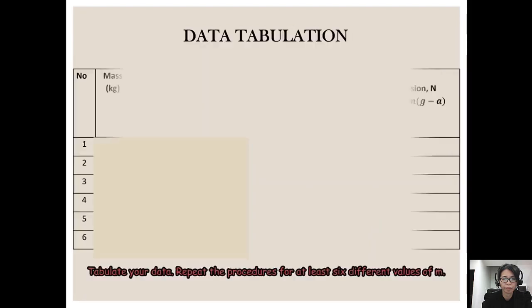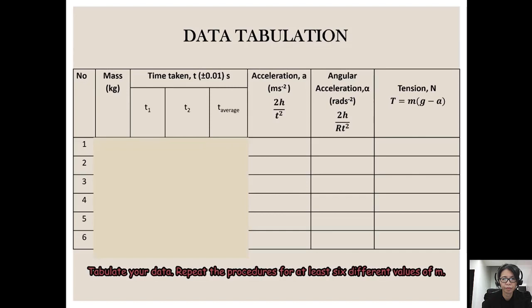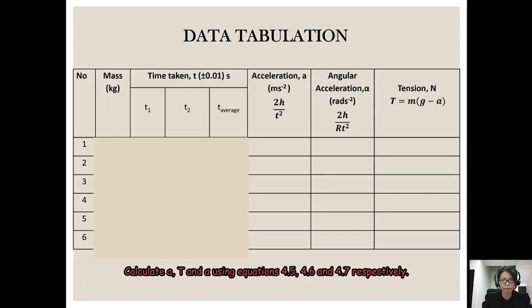Tabulate your data. Repeat the procedures for at least 6 different values of m. Calculate a, T, and alpha using equations 4.5, 4.6, and 4.7 respectively.